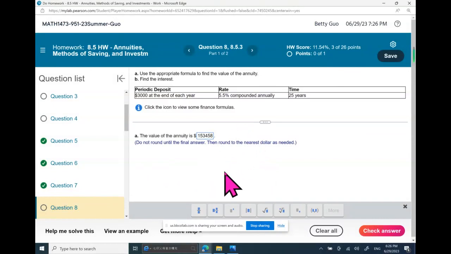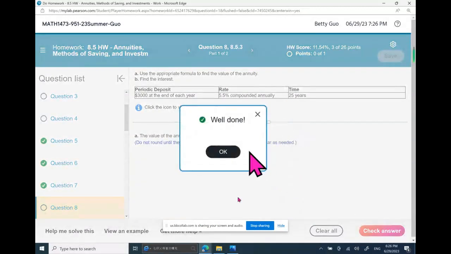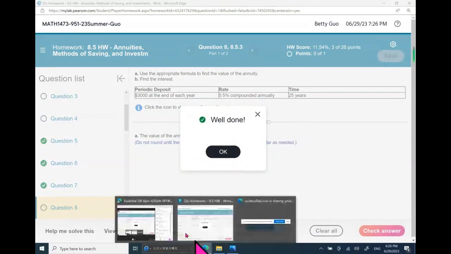So the future value of the annuity definitely is positive. So even if you mess up the sign, just ignore that. It's positive. It's correct, right? And then you will not take too much time on that.